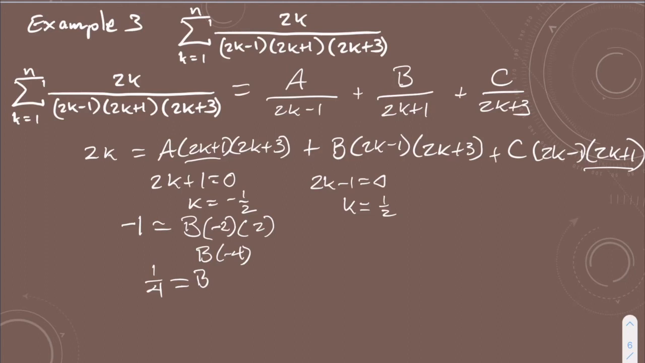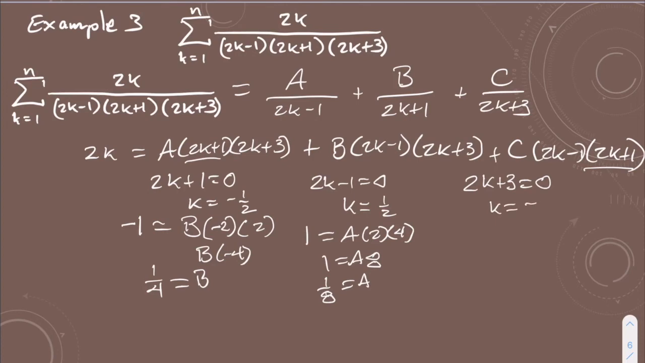So that takes care of b, and that also takes care of c, and those go away, and we just end up with positive 1, because 2k when k is a half is just 1 on the left, and that's going to equal a times 1 plus 1, which is 2. And the 2k plus 3 turns into 1 plus 3, and that's 4. So this ends up being a times 8 is equal to 1, and so a is equal to 1 over 8. And then we're going to say 2k plus 3 is equal to 0.